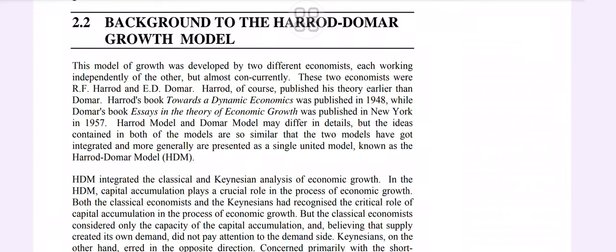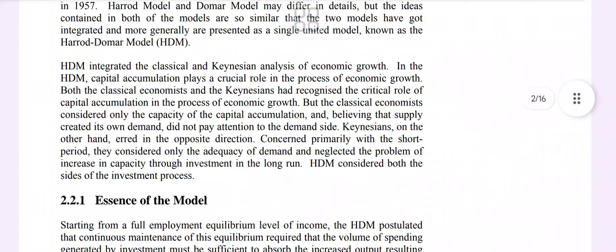The Harrod model and Domar model may differ in details, but the thing is the same. HDM integrated the classical and Keynesian analysis of economic growth. In the Harrod-Domar model, capital accumulation plays a crucial role. You need to remember that. Both the classical economists and Keynesians have recognized the critical role of capital accumulation in the process of economic growth, but the classical economists considered only the capacity effect of capital accumulation, and believing that supply created its own demand, did not pay attention to the demand side. Keynesians, on the other hand, irradiated in the opposite direction, concerned primarily with the short period.